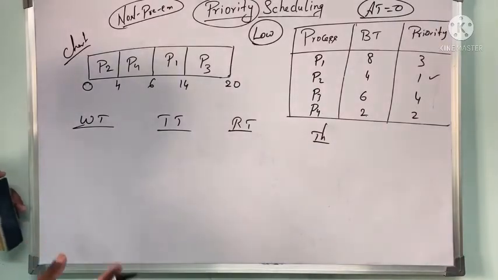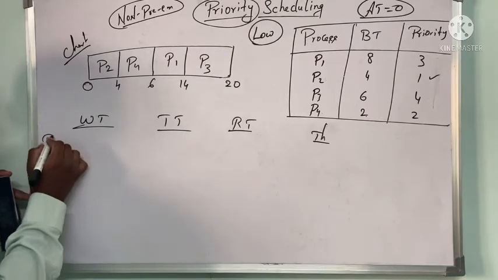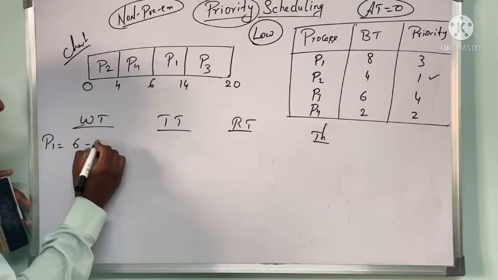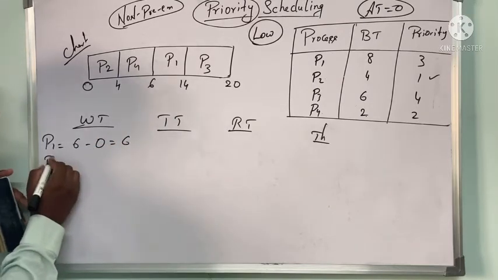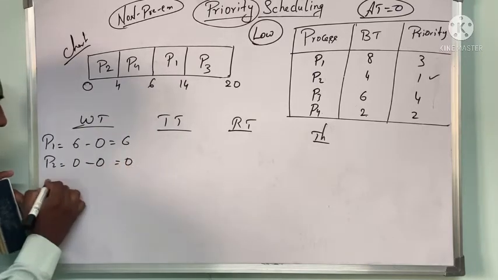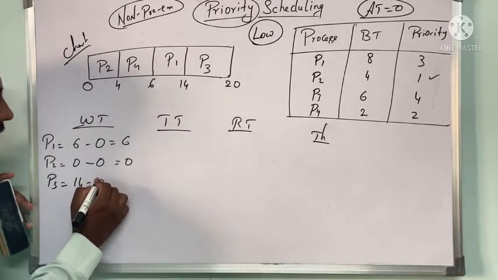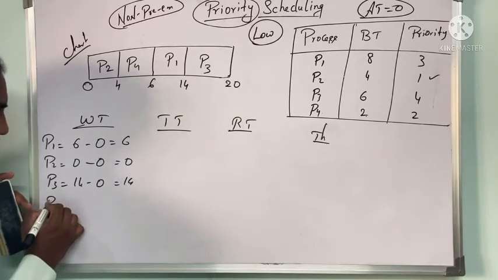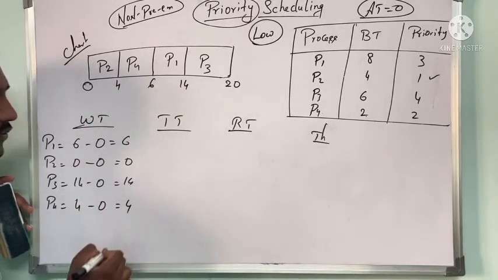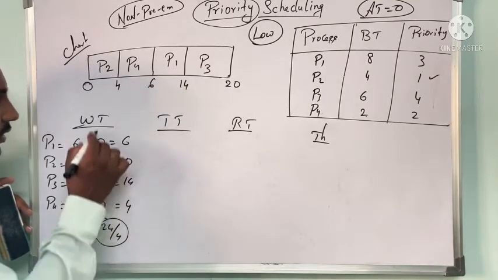Okay, the same example that we have done previously, we will be doing again. Waiting time for P1 will be: it has started at 6 milliseconds, but it arrived at 0, so it will be 6. P2 started at 0 and arrival time was 0, so it will be 0. P3 started at 14, and arrival time was 0, so it remains 14. P4 started at 4 milliseconds, arrival time was 0, so it is 4. So we will have 24 by 4, that will be our waiting time.